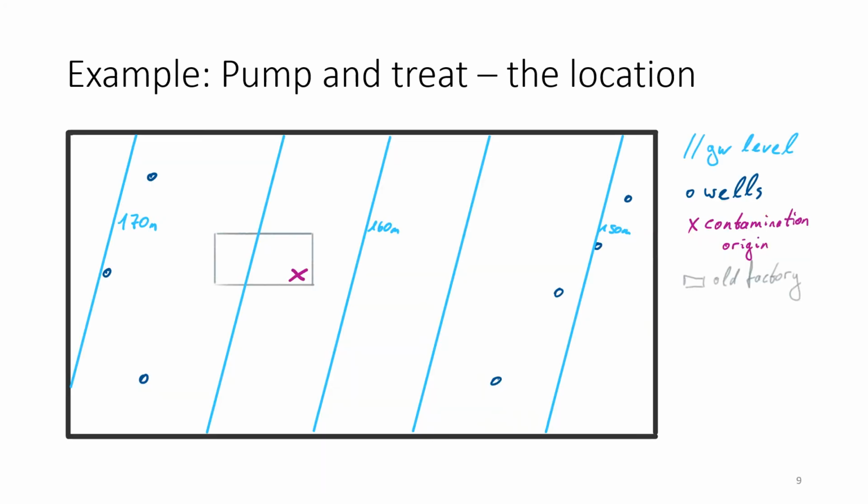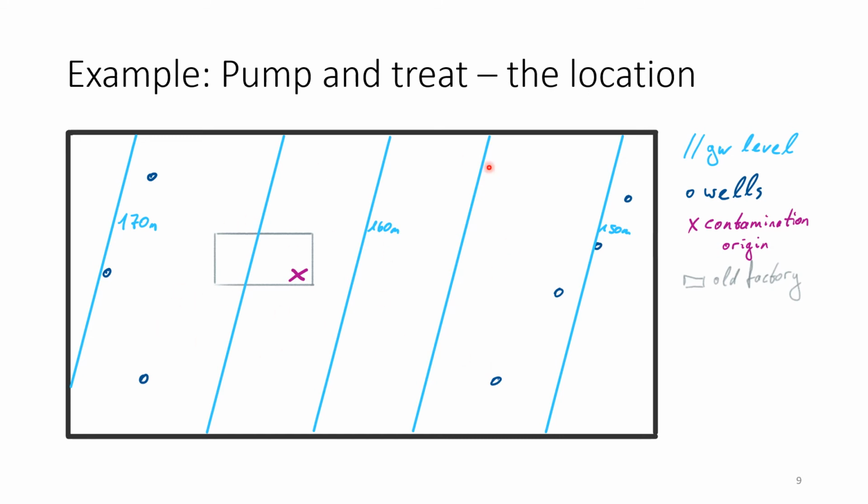So I drew a little map here. It's a well-observed site. Here we have our old factory, and there is a supposed origin for the contamination. We got some groundwater levels here, and we even have some observation wells which you use to derive these groundwater levels, which were used to detect the contamination.